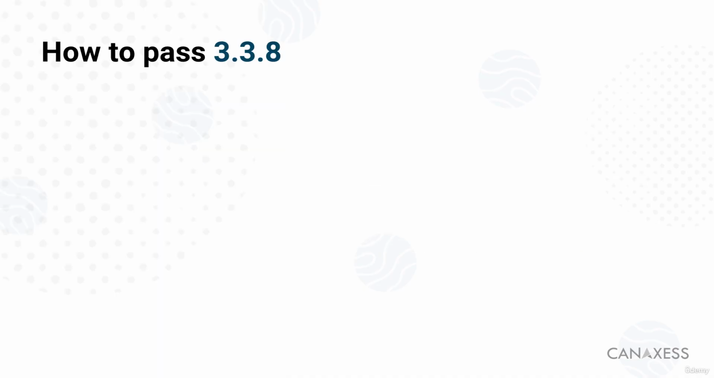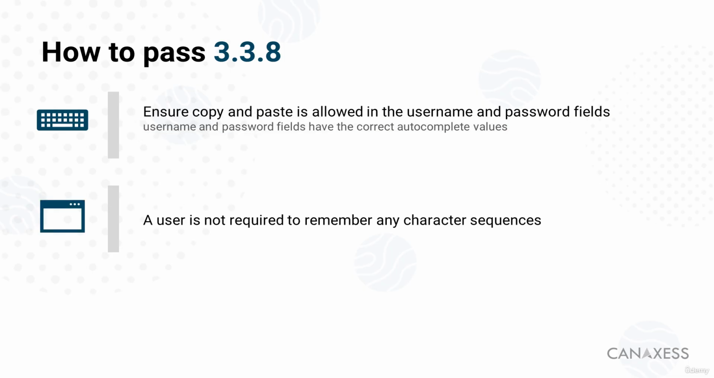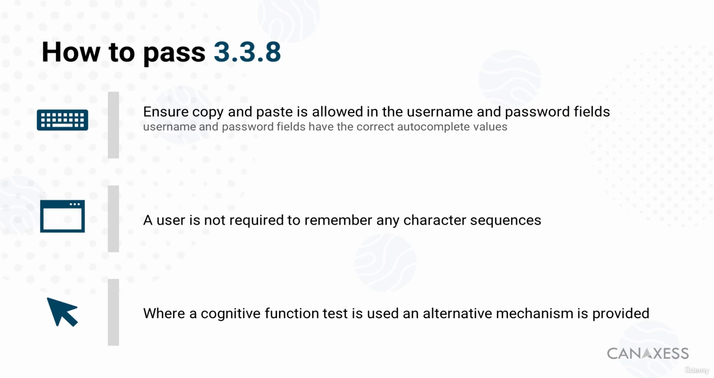The way I recommend to pass this success criterion: ensure copy and paste is allowed in the username and password fields. Username and password fields have the correct autocomplete values. A user is not required to remember any character sequences. And where a cognitive function test is used, an alternative mechanism is provided.